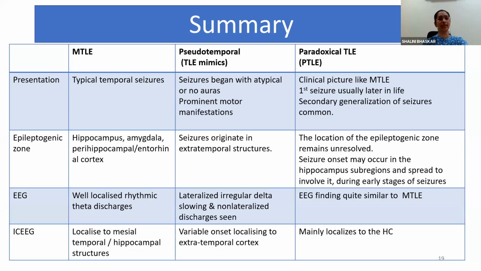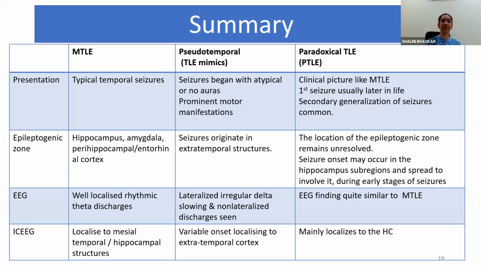The epileptogenic zone is usually in the hippocampus, amygdala, parahippocampal region, or the entorhinal cortex in MTLE, whereas seizures can originate in extratemporal structures in pseudo-TLE. The location of the epileptogenic zone remains unresolved in paradoxical TLE, and seizure onset may occur in the hippocampal subregions and spread to involve it during the early stages of seizures.